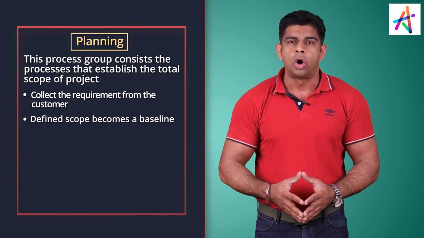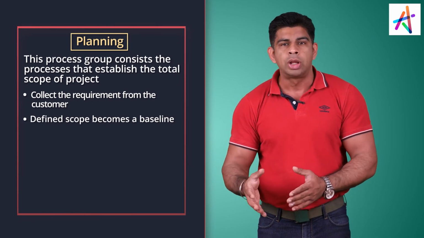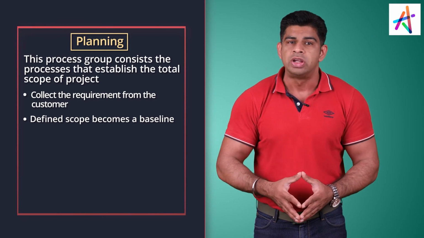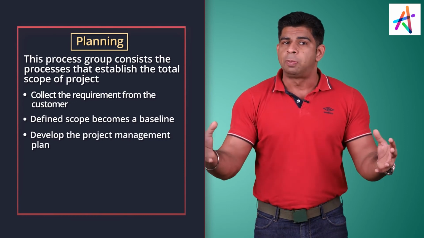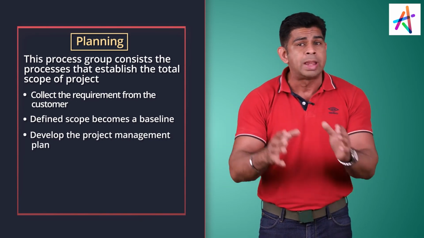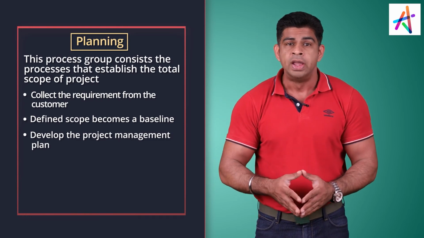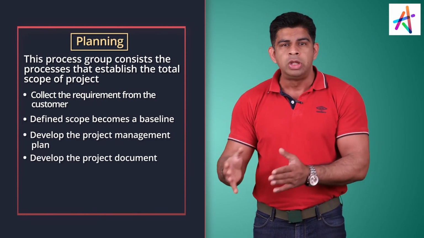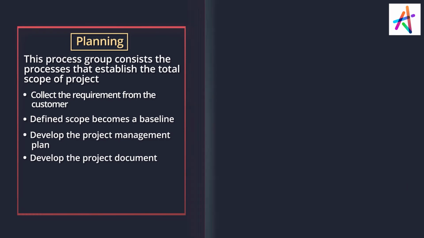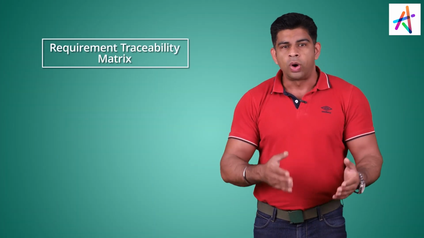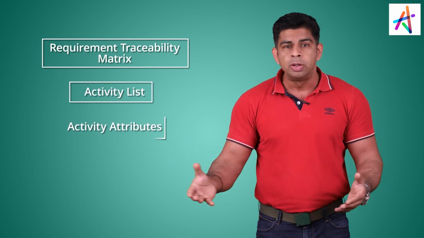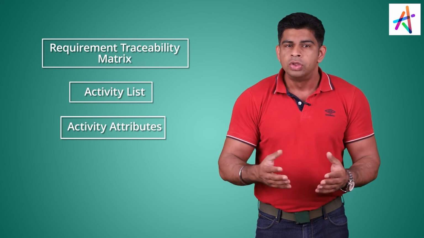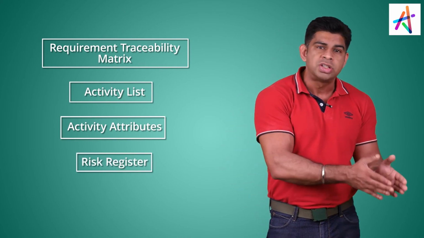This defines and refines the objectives and develops the course of action required to attain all the objectives that were defined. The planning process group develops the project management plan, which is a high-level plan that is never complete till all your subsidiary management plans are complete. And of course, the project documents that will be used to carry out the project, like the requirements traceability matrix. What are the different activities that you're going to do? That's the activity list, activity attributes attached to those activities, the risk register, which will contain all the positive risks and the negative risks, etc.